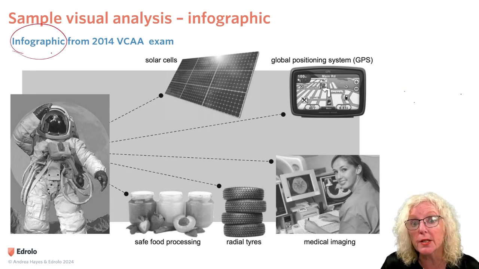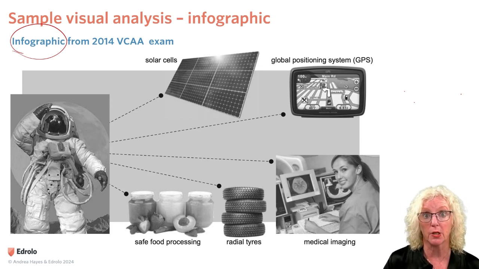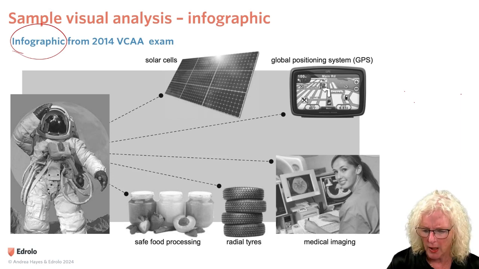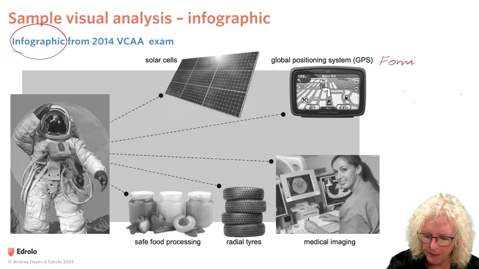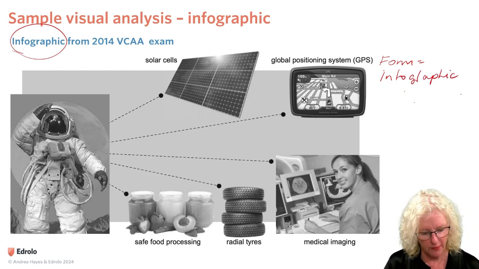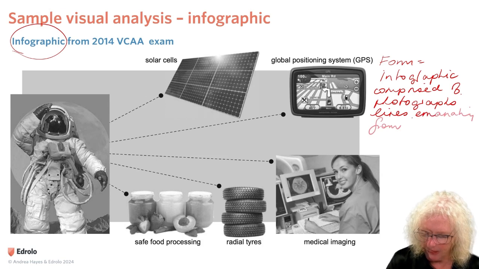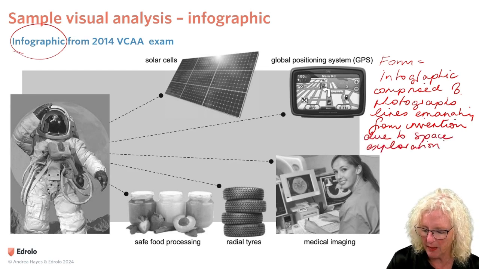This was a really interesting visual because not many students and assessors knew that it was actually called an infographic. Students who didn't know that term just simply referred to it as an image, and that was fine. So we had our form here, infographic, plus we have a description of it. So it's comprised of photographs, little link lines emanating from inventions due to space exploration, and you would name or quote some of them.